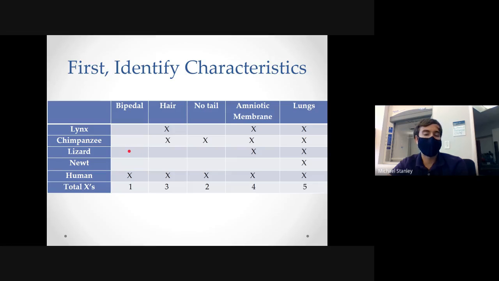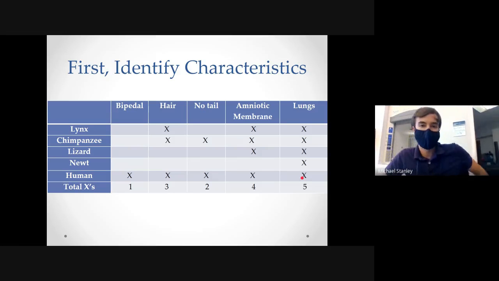Lizards do not have hairs. They do have tails, but they have a membrane and lungs. Newts have lungs, but they don't have anything else. And humans walk on two legs. They have hair. They don't have tails. They have a membrane around their egg. And they do have lungs.